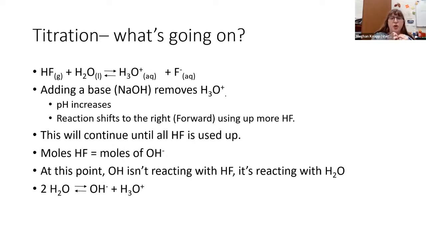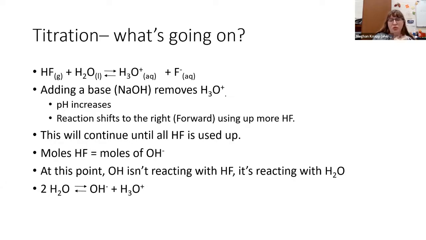All right, so when we have an equal number of moles of the base added, OH minus ions, to the initial amount of hydrofluoric acid, we have used up all of the HF, okay? This is what we call our equivalence point. At this point, the OH isn't reacting with HF anymore. It's going to start reacting with the water.